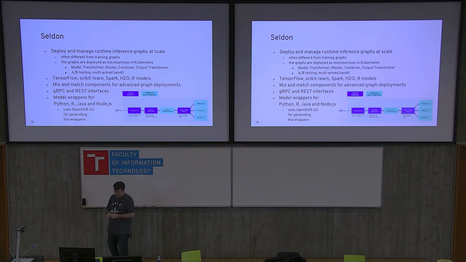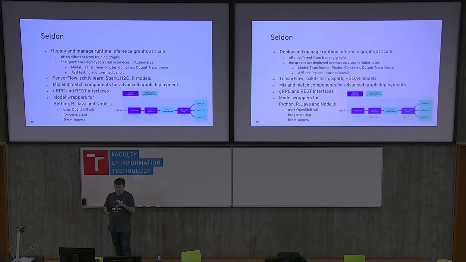So it's a perfect fit for Kubeflow. And the way it's set up is that it has basically specifications for different components, and you can organize those different pipeline components in various ways. So there's a transformer, a router, a combiner, output transformer.